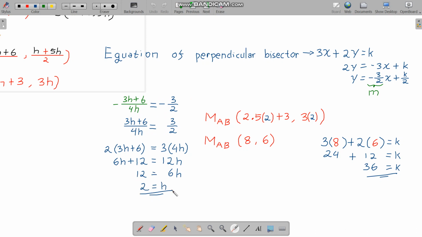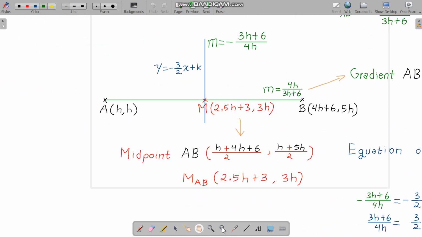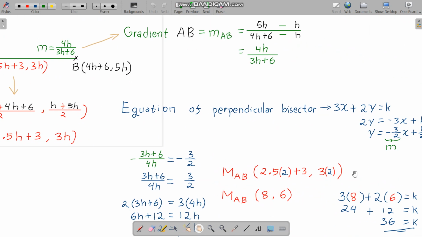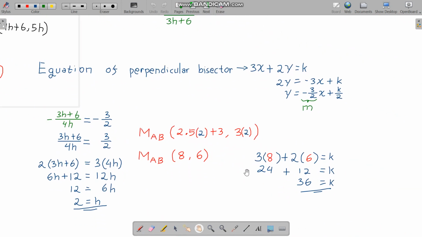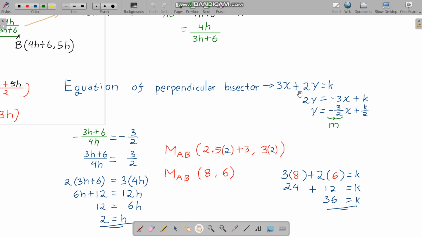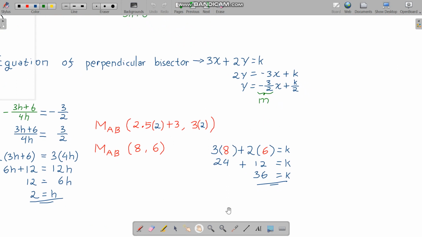Now that we have the h value, of course we can find the midpoint, because the midpoint here is in terms of h. We know h, so we can find the midpoint coordinates, and after we find the midpoint coordinates, we can find k, because we can just use the line equation, and we know that this point is on the line. We replace the x and the y, and we get the value of k.